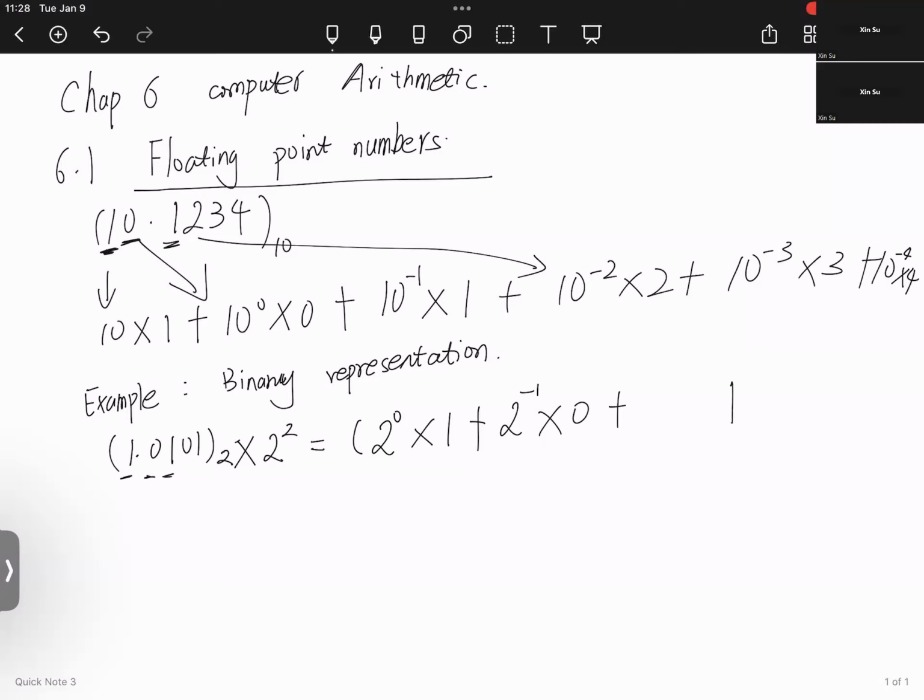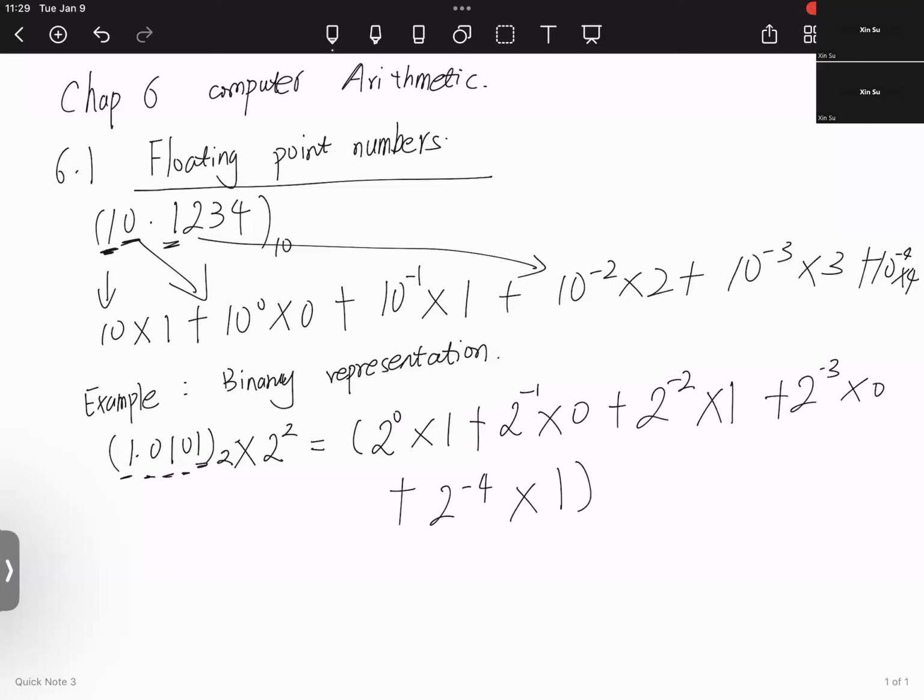We just copy the digit here, and this is the second place after the decimal point, so that is 2 to the -2. And this is the 0. The third place is here, and the digit is 0, so we have 2 to the -3. And the last digit is the fourth place after the decimal point, so we have 2 to the -4 times the digit over there, which is just 1.